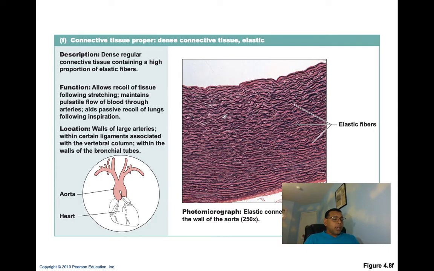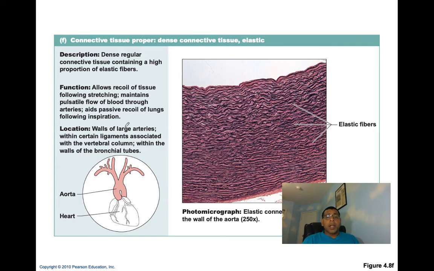So now here when we talk elastic connective tissue, it is described as looking like dense regular connective tissue. However, it's going to contain a high proportion of elastic fibers. See all these nice elastic fibers in here. Now, these elastic fibers are going to allow this tissue to recoil. So they allow for the recoiling of tissues after stretching.